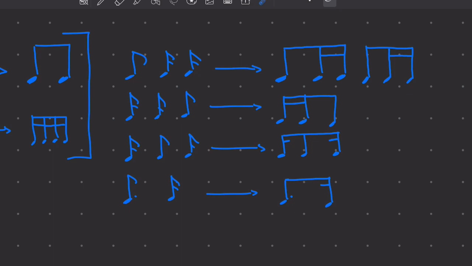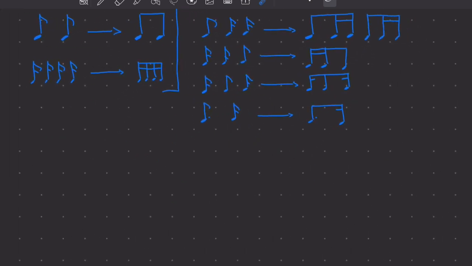So the next part of this is we need to look at the context of the music. If the music is going up, then we'll see that our note heads are going up. If that's the case, then my beaming should also mirror that same direction. If my notes are going down, then my beaming should mirror the notes.